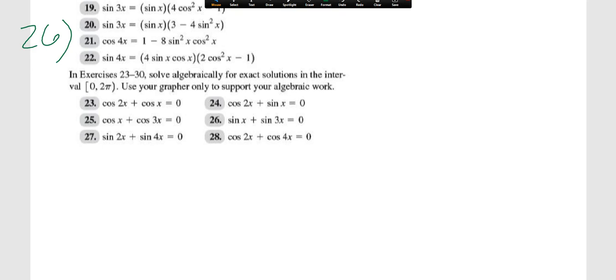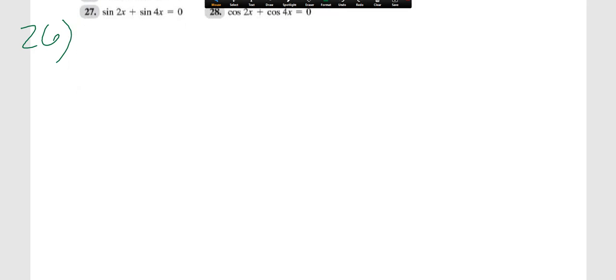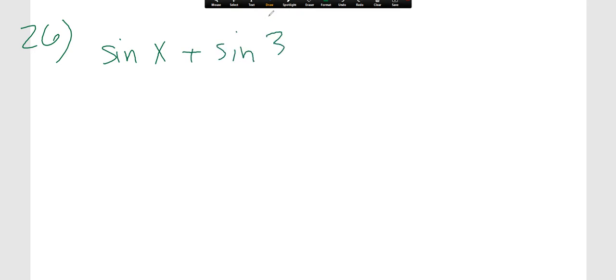Solve algebraically for exact solutions in the interval 0 to 2 pi. All right, sine x plus sine 3x. Now, I do solemnly swear that I'm not going to throw a sine 3x at you, I don't think, because it's going to make a mess. What's it equal to? 0? Okay, cool.